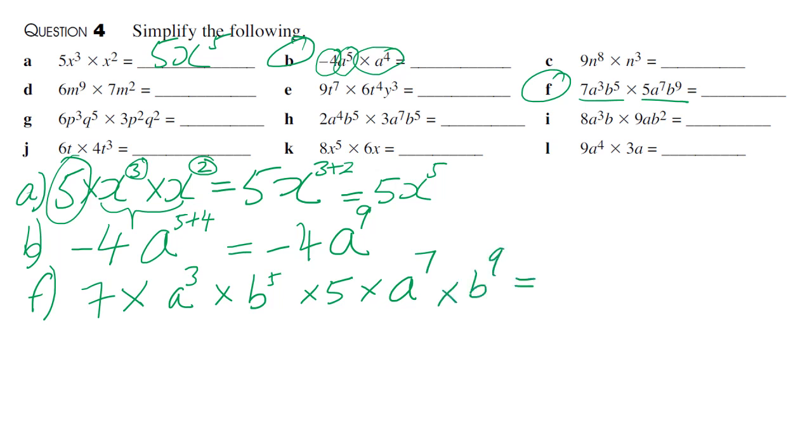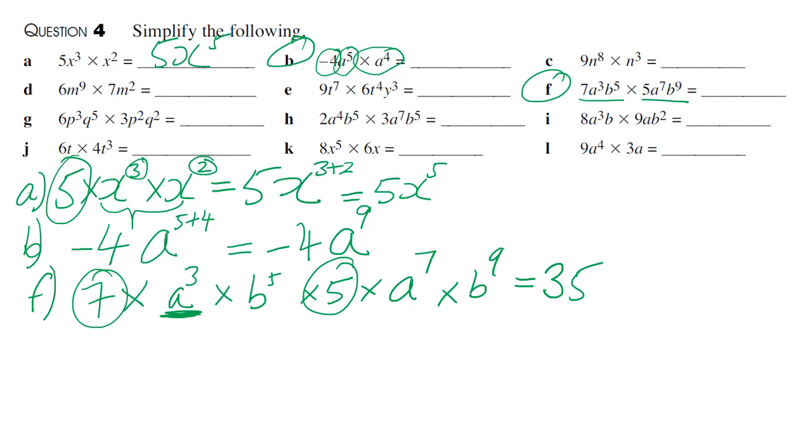Okay, so let's group the similar things together. Let's multiply the like terms together. Let's look at this number 7. Does it have any friends? Does it have any like items? Yes. This 5 is another number. So I can multiply these two together. 7 times 5 will give me 35. Remember your times table.